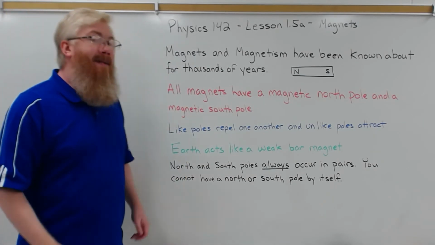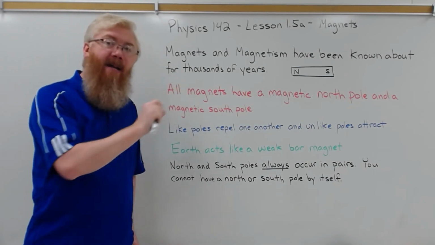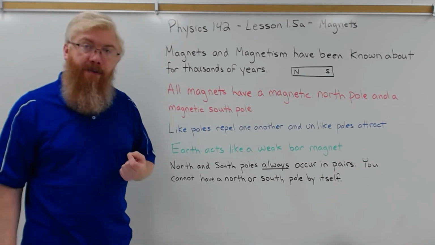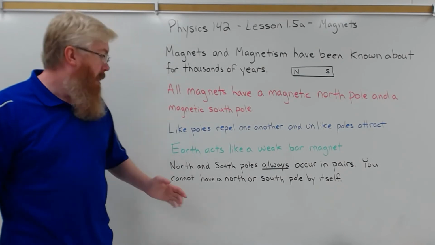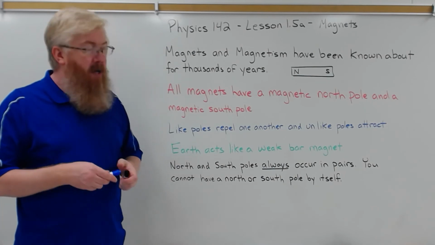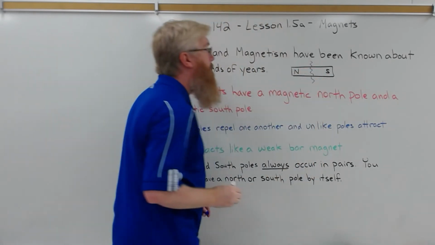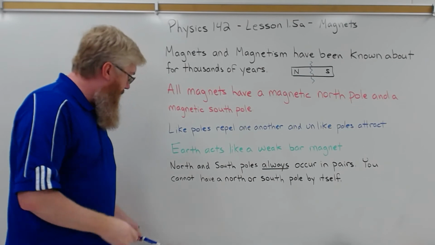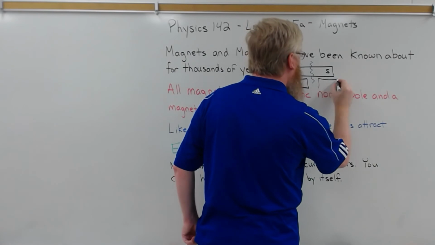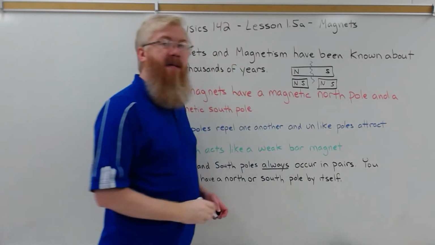Now, unlike charges, where you can have a positive charge by itself, or you can have a negative charge by itself, north and south poles always occur in pairs. Always, always, always. There is no such thing as a north pole that's by itself or a south pole that's by itself. So for instance, if I were to cut this in half, the resulting object I would get is two magnets, each with a north and south pole.